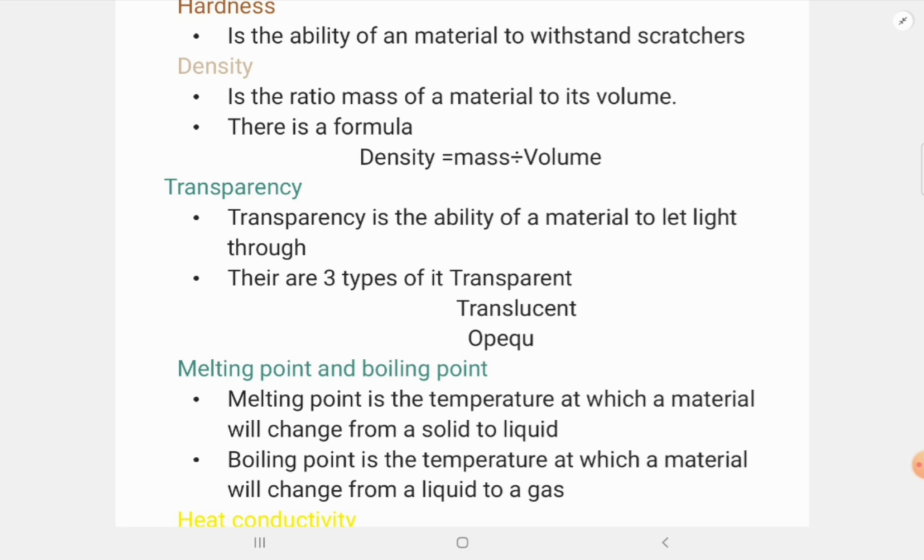Density. Density is the ratio of mass of a material to its volume. It can be calculated using the formula below. A denser material tends to sink, while a less dense material tends to float. Density equals mass divided by volume. Transparency. Transparency is the ability of a material to let light through. Now page 115.